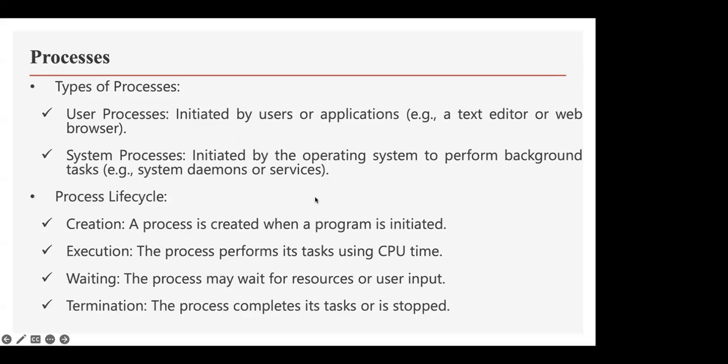When you have a process, it has a life cycle. You can create a process; a process is created when a program is initiated. The process can also be executed, meaning it is performing a certain task. A process could also wait, for example while waiting for resources or sharing. But at the end, the process is terminated. Once the process completes its task, it terminates or stops. These are the life cycle stages of a process.